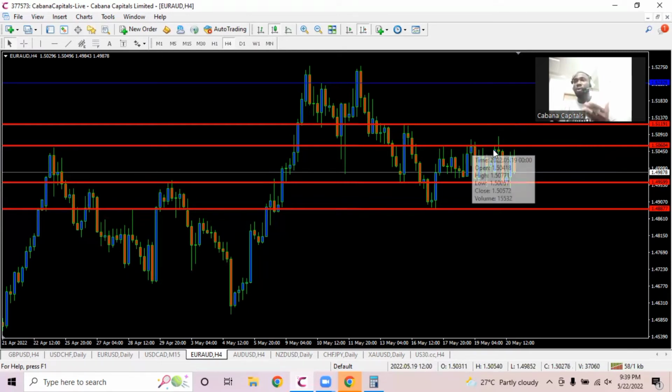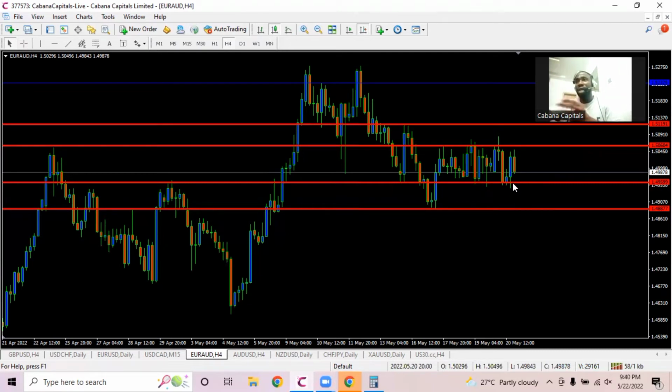So I would consider buying Euro Aussie above this level, and I'll consider selling below this level. But I'm looking for more sell opportunity than buy opportunity. If I'm buying, the risk will be higher compared to selling Euro Aussie.